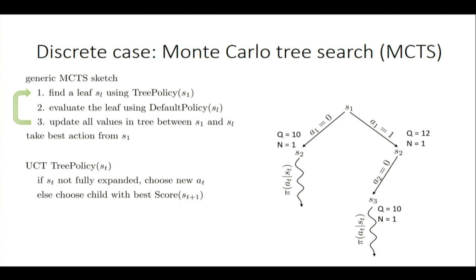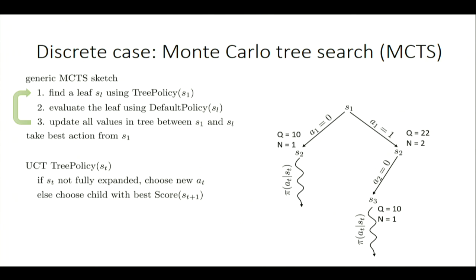But now we also have to update all the things on the route to the root. So up here, we're going to increment it and add that 10 to the 12. So this becomes a 22. And the number of times we visited this is 2. So the average score of this node now is 22 over 2, which is 11. Okay? So we've updated everything on the route to the root.